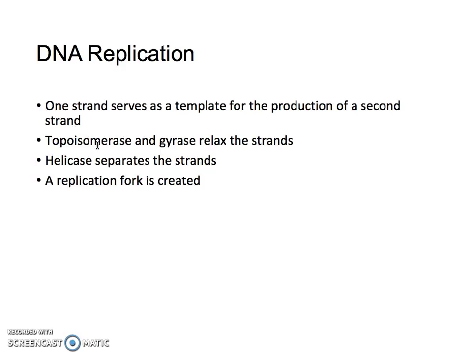Let's go back. So the topoisomerase and gyrase relax the strands. If you've ever tried to pull 2 strings apart, you probably noticed they started getting kinked and there were a lot of tensions. The topoisomerase and the gyrase cut the DNA to allow it to unwind a little bit and then reseal it. The helicase itself separates the strands, and that's where the replication fork begins.